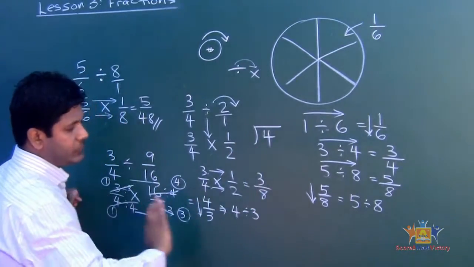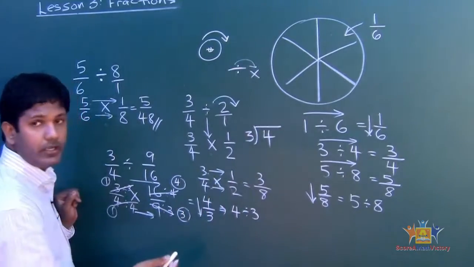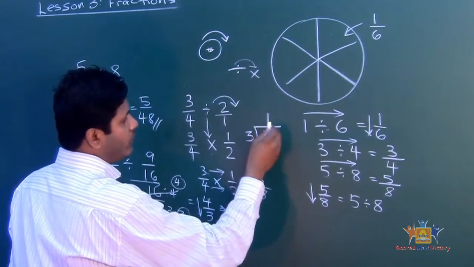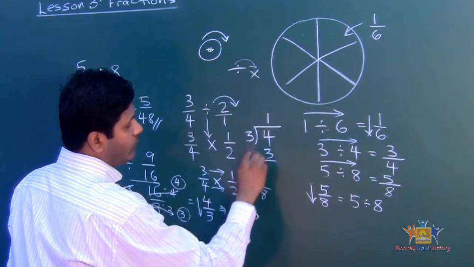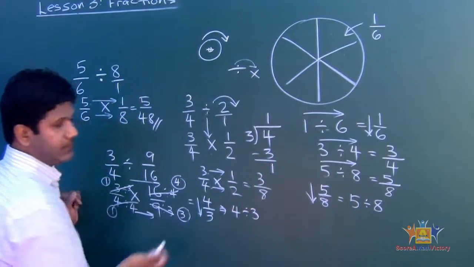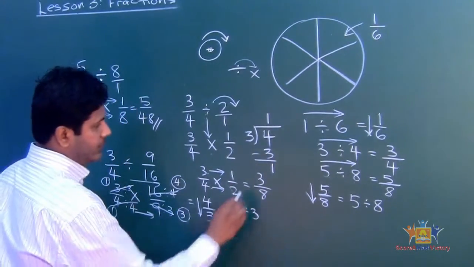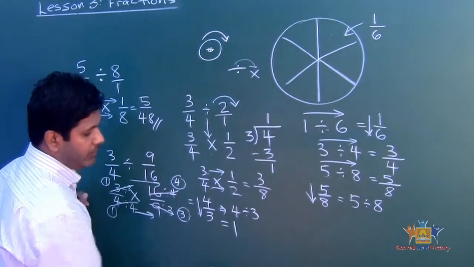I'm going to put it inside the cage. 3 is kind of out, I'll put outside the cage. In 4, there's how many? 3. 1 times 3 is 3. 4 minus 3 is 1. That's my remainder. Okay, so that means this is the whole number 1.